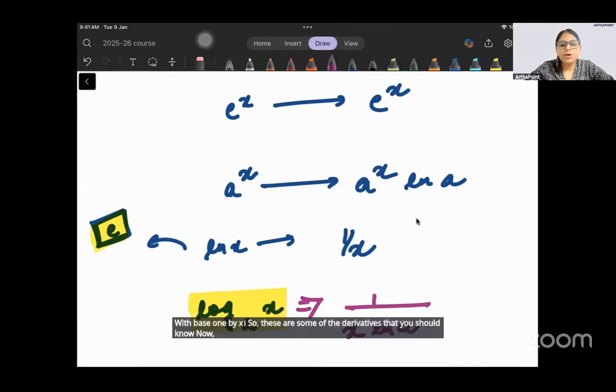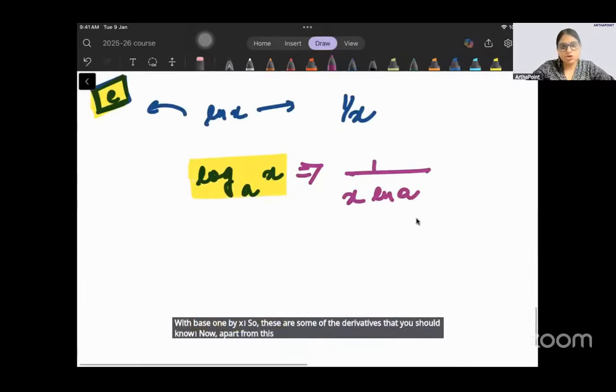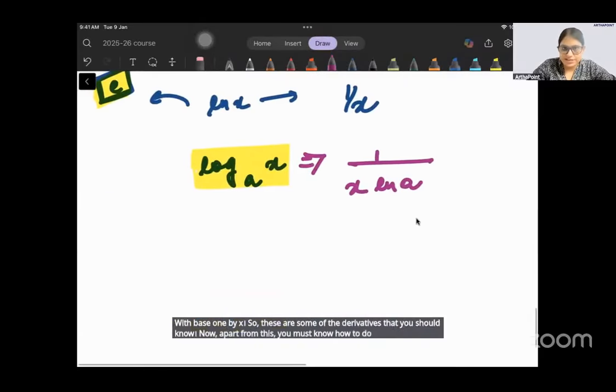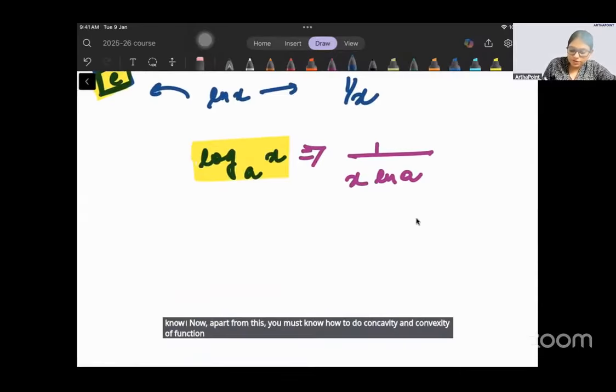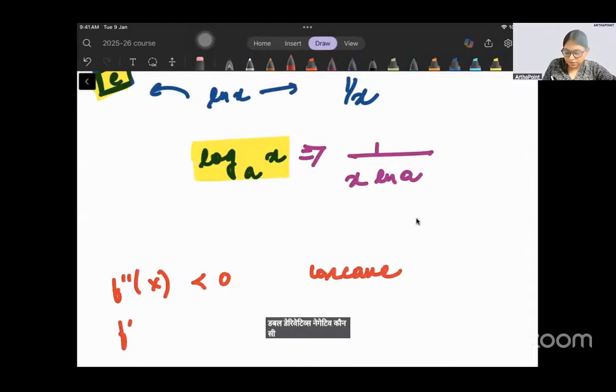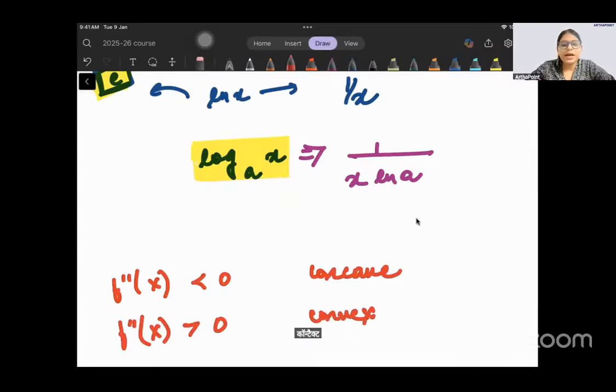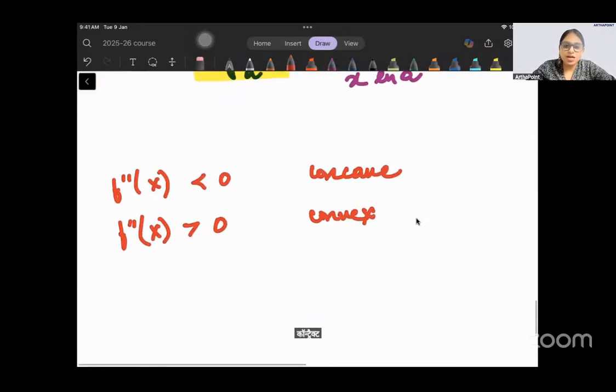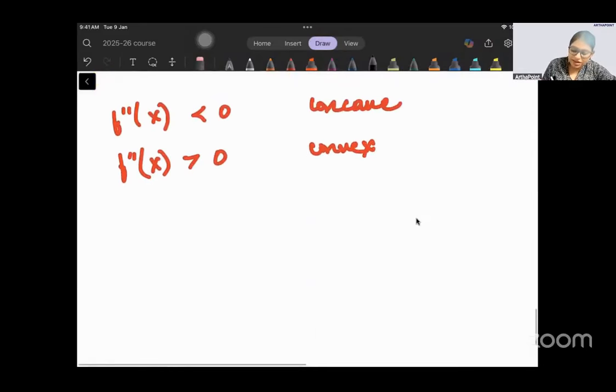Now, apart from this, you must know how to do concavity and convexity of function. So if the double derivative is negative, concave; double derivative is positive, convex, right? And then they may ask you about the Taylor approximation.